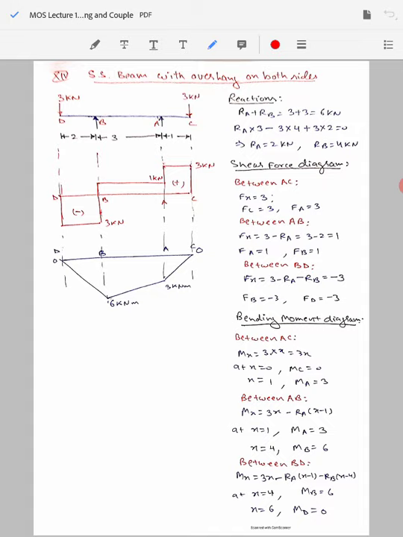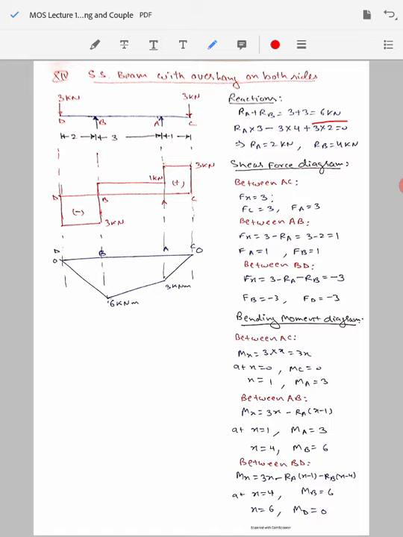as usual we will proceed with finding the reactions of the support A and B. Obviously the first equation will be the balance of forces in the vertical direction, so our support reaction RA plus RB should be equal to the vertical downward force, which are 3 kilonewton each on both the ends of the overhang, so 3 plus 3, so this gives us RA plus RB is equal to 6 kilonewton.